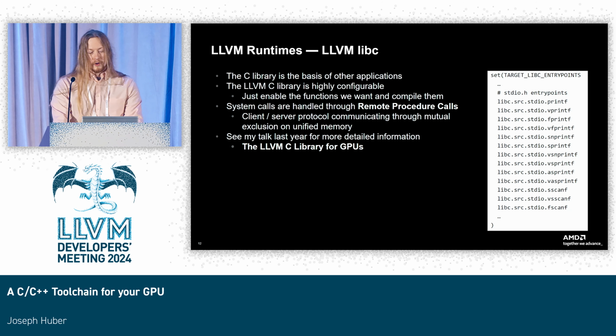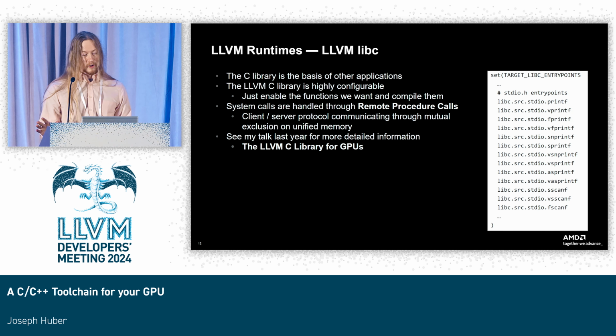So first was LLVM Libc. I actually did talk about this last year. If you really want the details, you can go back and watch that on YouTube. But pretty much the C library is the basis of all of the other interesting applications, so I figured it was a good place to start. And what's really neat about the LLVM C library is, as you saw, it was highly configurable. So you can just enable this subset of functions that actually work on the GPU and then add more as you go. So system calls, as I mentioned last year, are handled through these remote procedure calls.